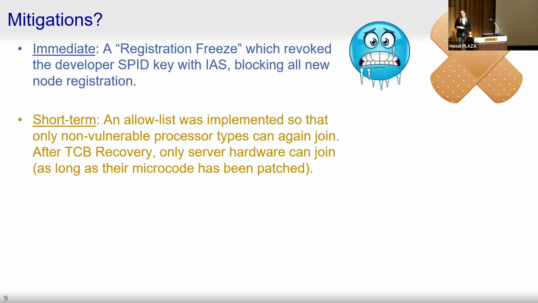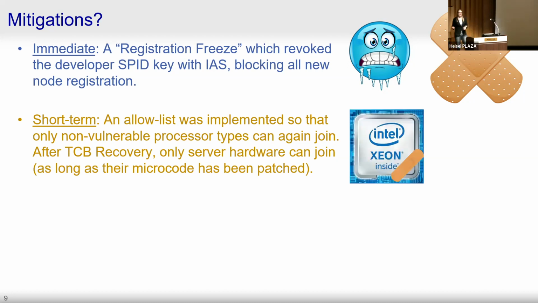So in the short term, then, what have they done? Before TCB recovery happened, they implemented an allow list to make sure that only non-vulnerable processors could join. This is done using a feature that we didn't talk about in the attestation process, which is that there's actually a group ID that is part of that process as well that goes into the report. This basically bins processors into families. So what they could do then is check not only that your IAS passed, so you weren't vulnerable to anything before XAPIC, but they could also check your processor family to make sure that you would not be vulnerable to XAPIC as well. That way they could trickle in new nodes and still keep the system running. And then after TCB recovery, interestingly, they've also enforced that only server class hardware can actually join the network, obviously as long as their microcode is patched and up to date now.